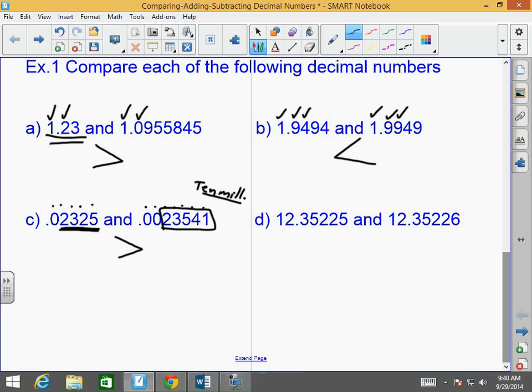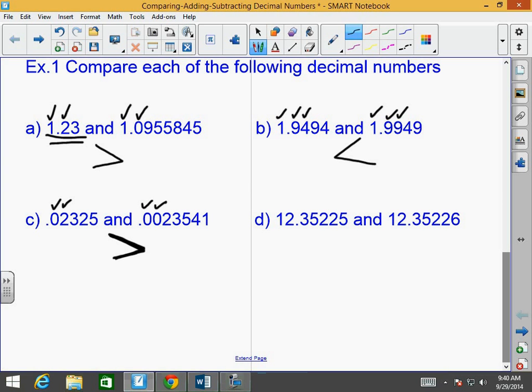Very good. Now, why? Why did he get that answer? Well, if you check place value by place value, 0 in the tenths, 0 in the tenths. 2 in the hundredths, 0 in the hundredths. That's it. I can stop right here. And I know that 2,325 tenths, hundreds, thousands, no, this is 100,000ths. 2,325 100,000ths is greater than 23,541 10 millionths. Good job.